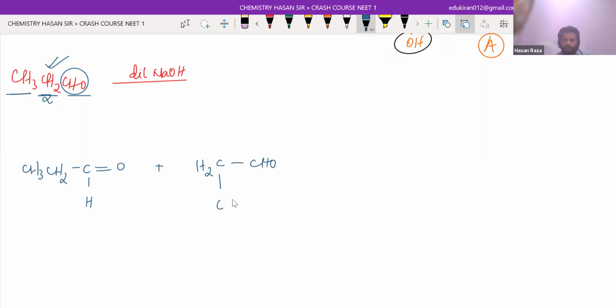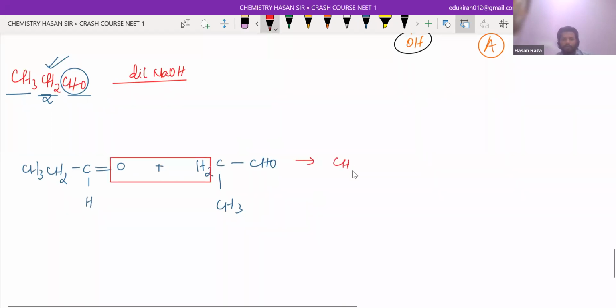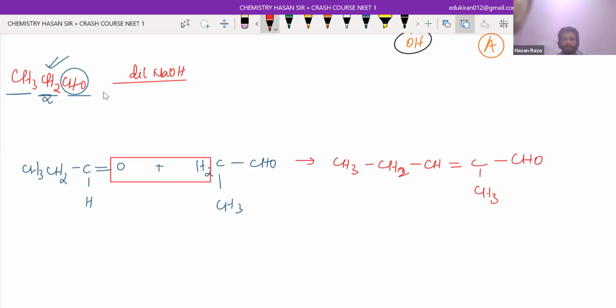So I'm going to write it like this so that I will be able to show you the removal of water. So if you are going to remove this, you will be getting a product that is your aldol condensation product, CH3, CH2, then comes your CH double bond, then comes your CCH3, CH. This will be your aldol condensation.